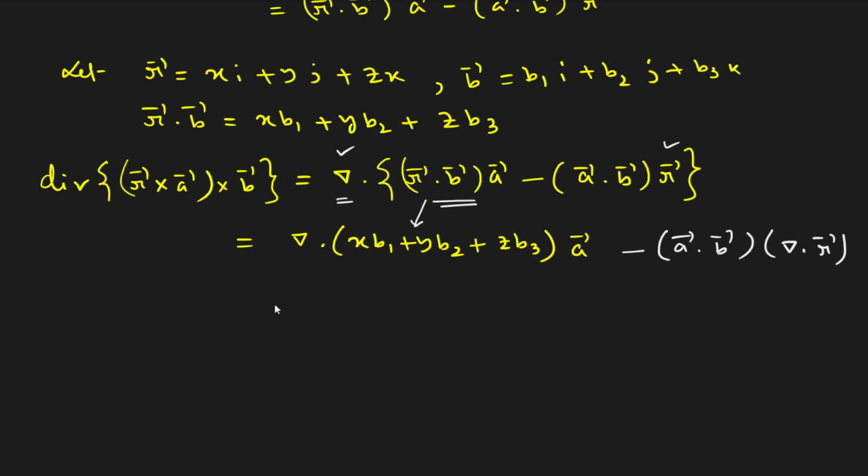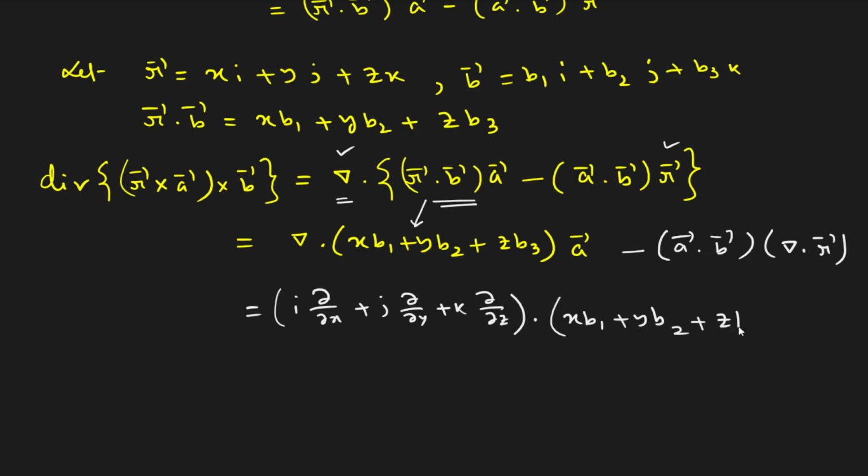Now let us calculate it. So this is equal to nabla, which means i del/del x plus j del/del y plus k del/del z, dot, then (x b1 plus y b2 plus z b3) a bar, and the last term, a bar dot b bar. You see in example number 2 you already did it. Nabla dot r bar is how much? 3, so 3 into a bar dot b bar.